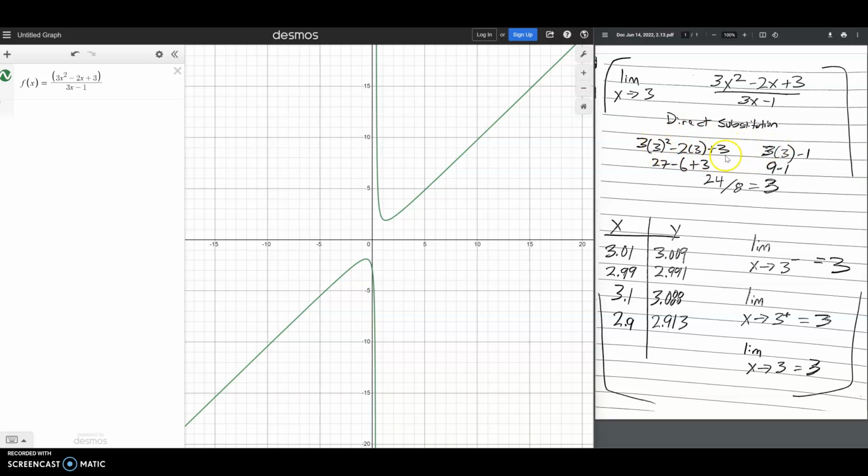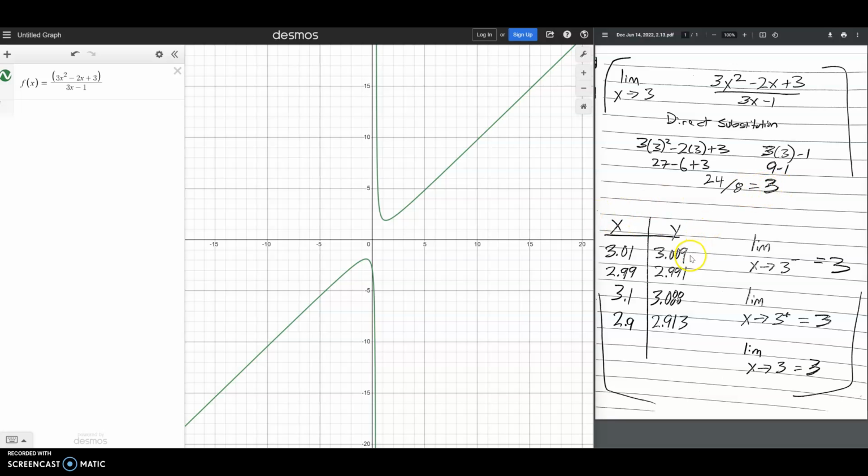So when we do that, we end up having 3 squared times 3, 27, minus 6 plus 3, which ends up with 24, and then on the denominator, 9 minus 1, okay, 8. So the answer comes out to 3 here for our function.